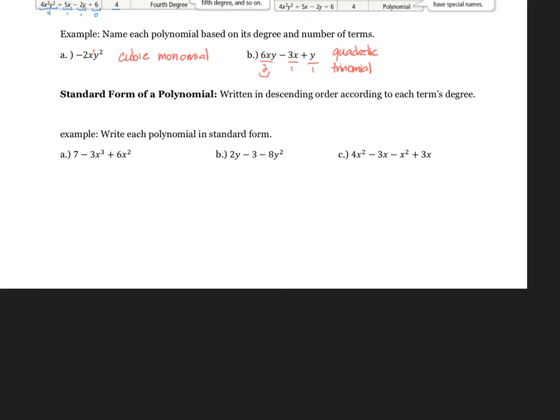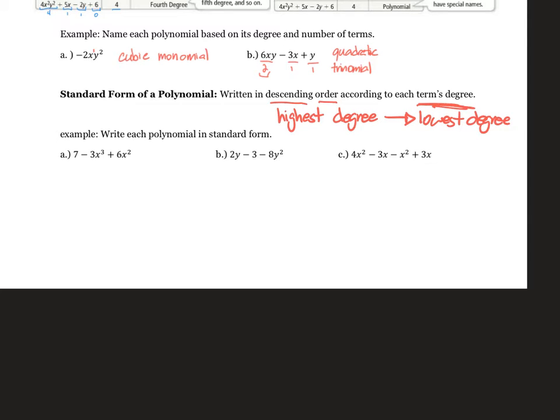Okay, standard form of a polynomial. So I'm going to want you to write your polynomials in standard form every time, once I explain it to you. So the way we do that is we write the polynomial in descending order according to the term's degree. So we're going to look at each term. We're going to figure out which one has descending order. Descending order means we need to start with the highest. Let's make a little note in here. Highest degree, and write in order to lowest degree.